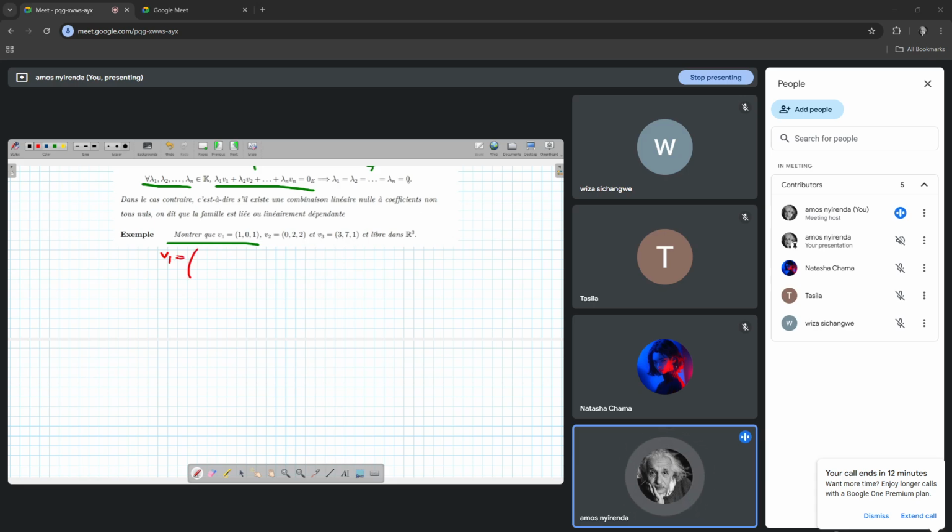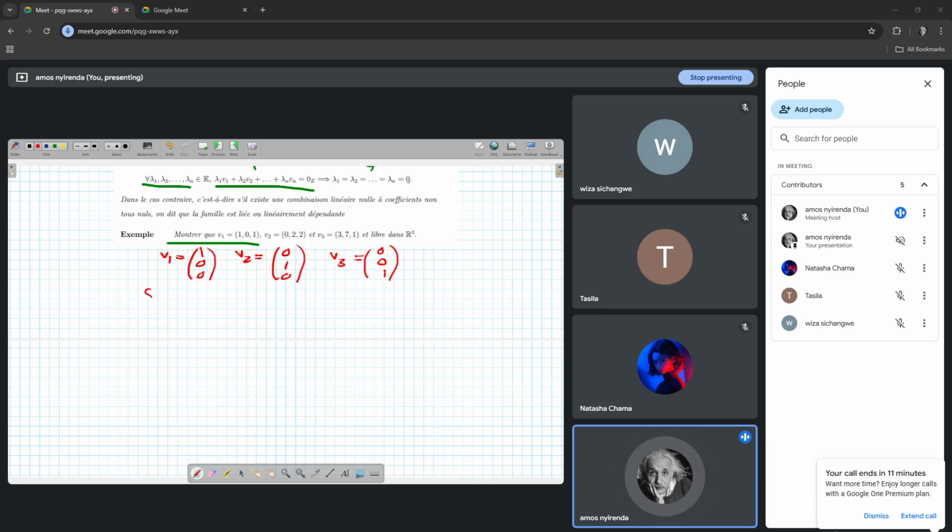Now, let the first vector be V1. Let V1 be the vector 1, 0, 0. And then let V2 be the vector 0, 1, 0, like so. And then let V3 be the vector 0, 0, 1, like so. And then let's consider the linear combination of these vectors.